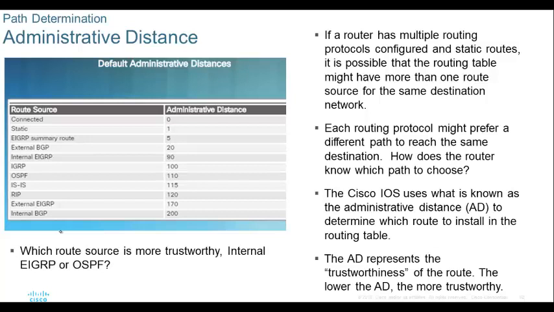Now tell me which route source is more trusted in this table. In this table, see the table. Which route source is more trusted? Internal BGP or connected? Connected, because it has got zero administrative distance. Lower is always preferred.